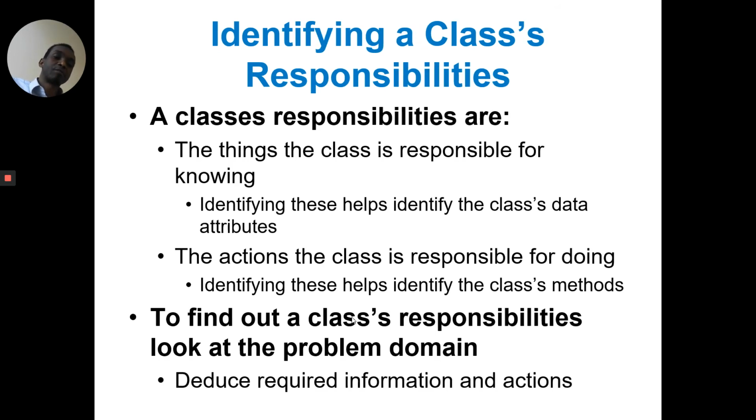A class's responsibilities are the things that the class is responsible for knowing. Identifying these helps identify the class's data attributes. So you have an understanding of the general stuff, very important. Then the actions the class is responsible for doing. Identifying these helps identify the class's methods. Basically, what do you do with that leg? Once you say, yeah, the animal should have legs, tails, then you need to know what do you do with that, right?